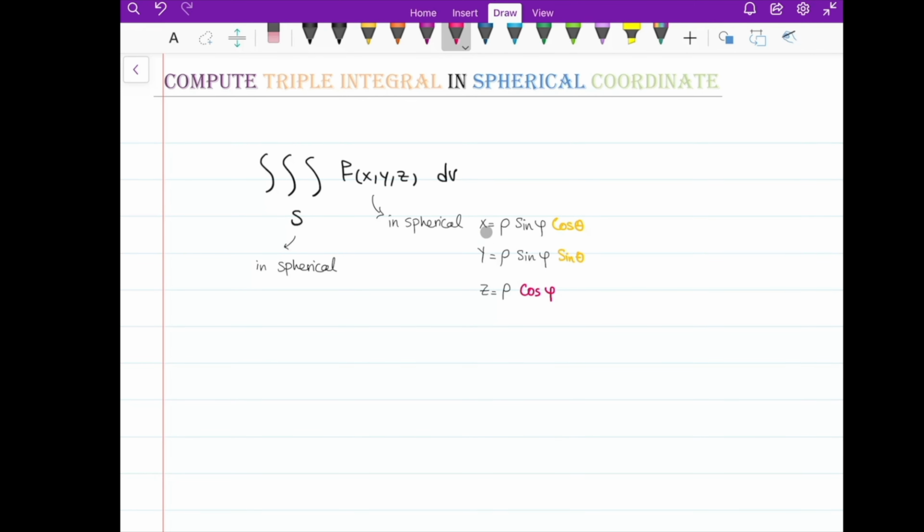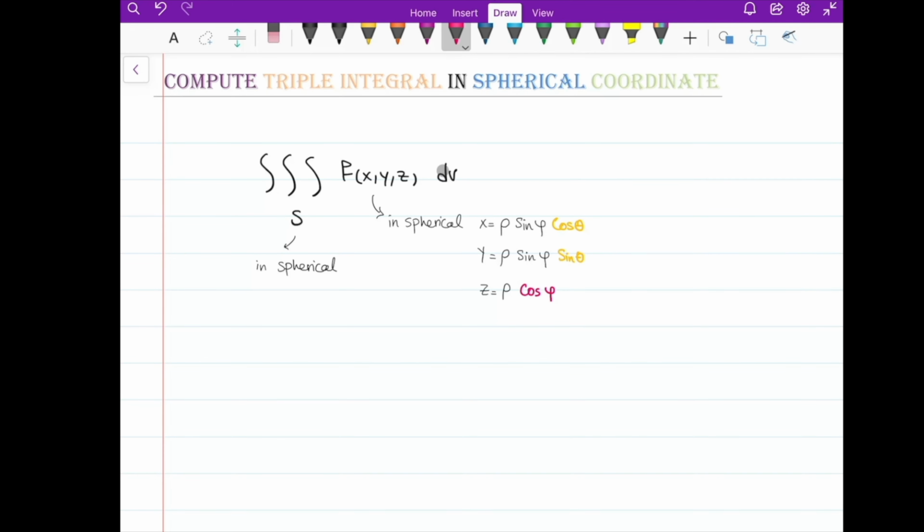And then for x and y, the formula for the polar coordinates would be what? Cosine theta for x, sine theta for y. So rho sine phi is basically r, and then cosine theta. Rho sine phi sine theta is basically r sine theta, right? This is how we can memorize that.